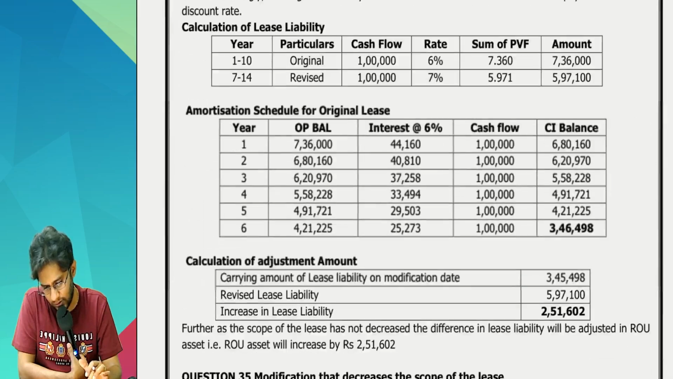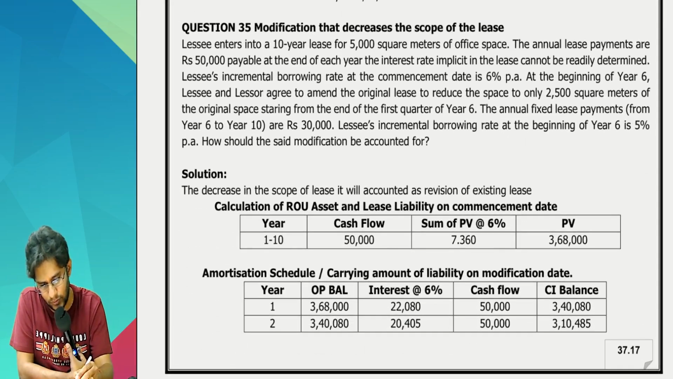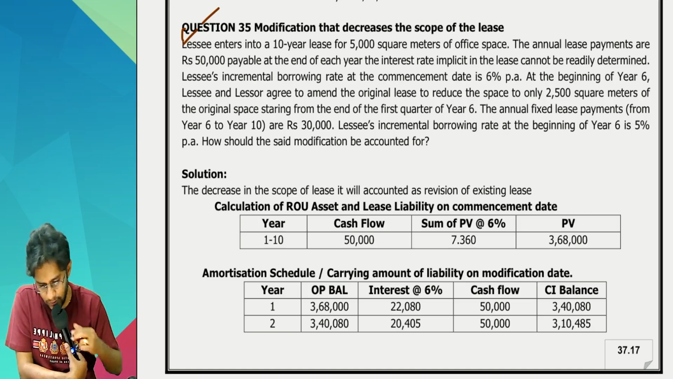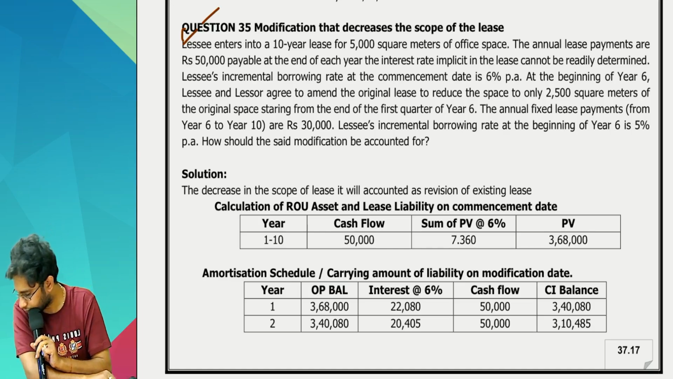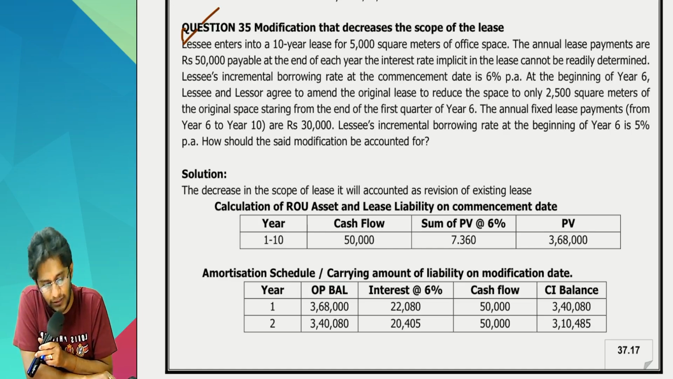Extension of lease term increase. Let us do this first. 35 you will do. 34 is easy question, sir. Very cheap one. Lessee enters into a 10-year lease for 5,000 square meters of office space. The annual lease payments are 50,000 payable at the end of each year. The interest rate in the lease cannot be readily determined. Lessee's borrowing rate at the commencement date is 6% per annum. So you will use 6% only.